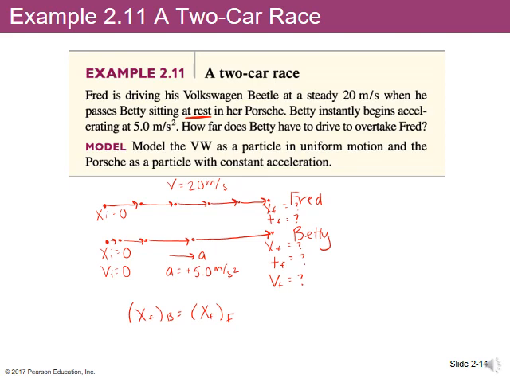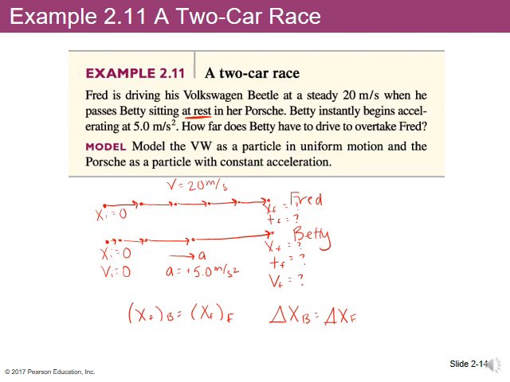So we know that these two things have to be the same, which also means that the displacement of Betty has to equal the displacement of Fred. So this is our starting point for the problem. Before we do anything else, we want to define everything that we are given. We want to identify what those variables represent, and we want to identify what unknown things we may need to find. So the problem asks us for how far does Betty have to drive.